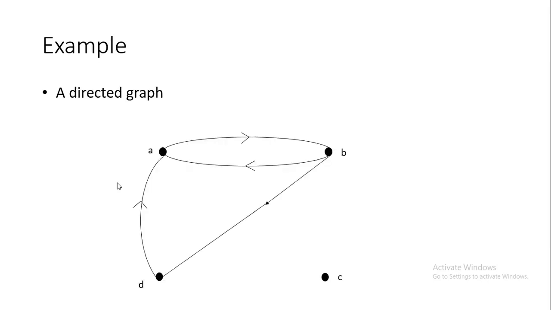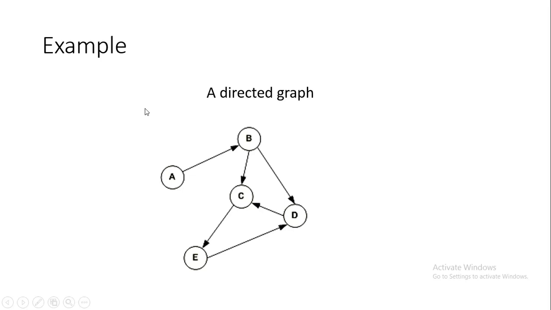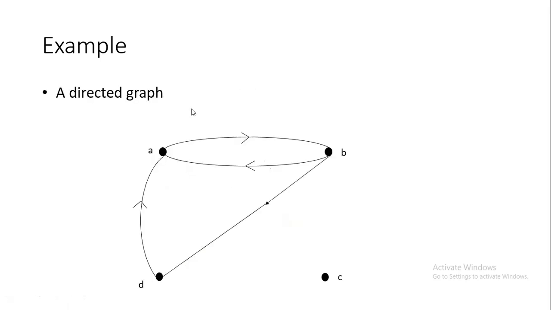See here one example of a directed graph. What is our definition of the directed graph? In a directed graph, each and every edge is directed. That's why that graph is called a directed graph. So in this graph, AB is directed, then BA, then DA, and an edge from B to D. Each and every edge is directed, that's why it is called a directed graph.